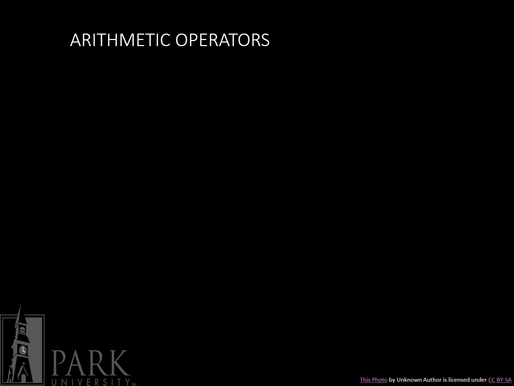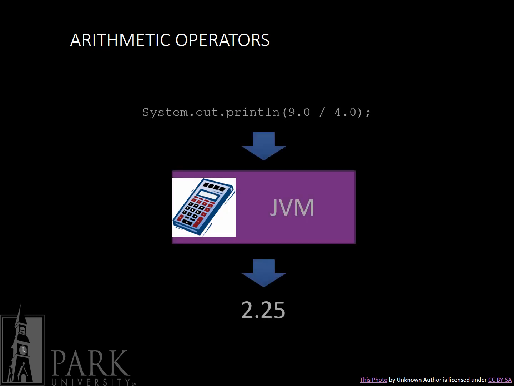So when the Java Virtual Machine, or JVM, performs division on floating point numbers, it performs what we would call calculator division. We call it calculator division because Java's floating point division works just the same way as if you were to put it into a standard calculator. For example, if you divide 9.0 by 4.0 on your calculator, you get 2.25. So in this example, you see that exactly happens.